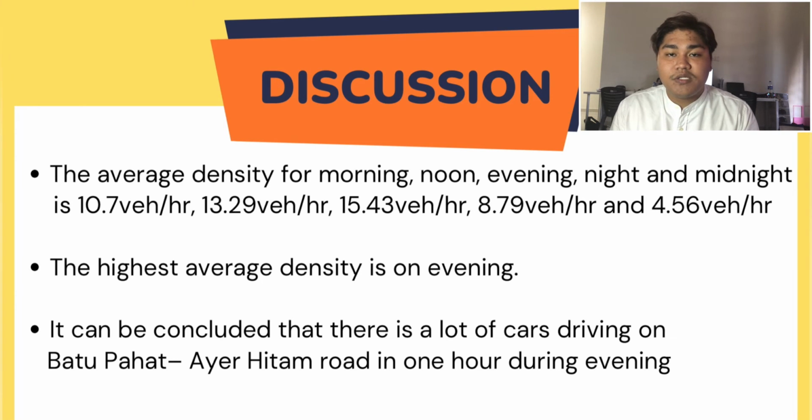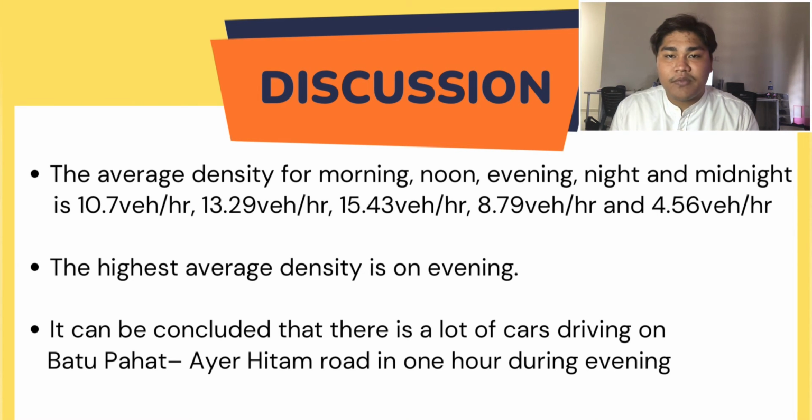Now I will continue to present the discussion. The average density for morning, noon, evening, night and midnight is 10.7 vehicles per hour, 13.29 vehicles per hour, 15.43 vehicles per hour, 8.79 vehicles per hour, and 4.56 vehicles per hour. The highest average density is in the evening. It can be concluded that there are a lot of cars driving on Batu Pahat Air Hitam Road in 1 hour during the evening.